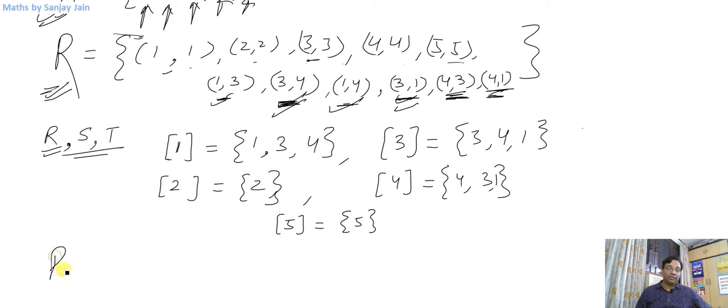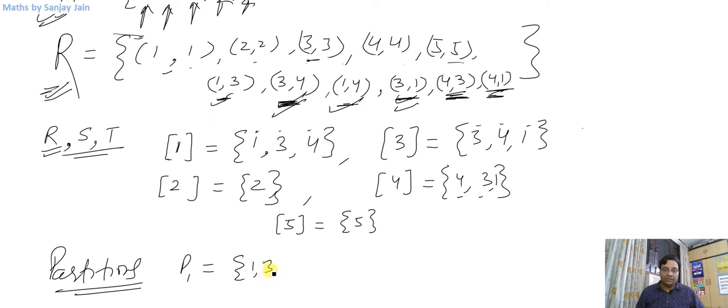Now what about partitions? How many partitions are there? For that we need to select the distinct sets. For example, this set has got 1, 3, 4. This set also has got 1, 3, 4 written in a different order, but because order doesn't matter, these two are essentially the same sets, and this is exactly the same set {1, 3, 4}. So one of the partitions, if I write it as P1, is {1, 3, 4}.